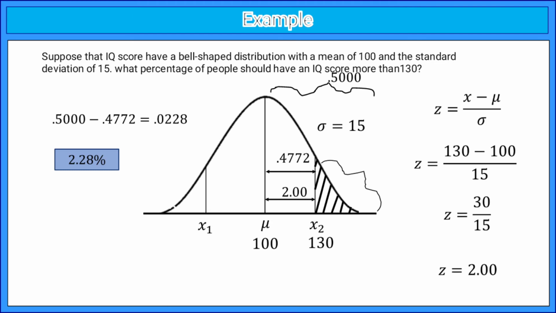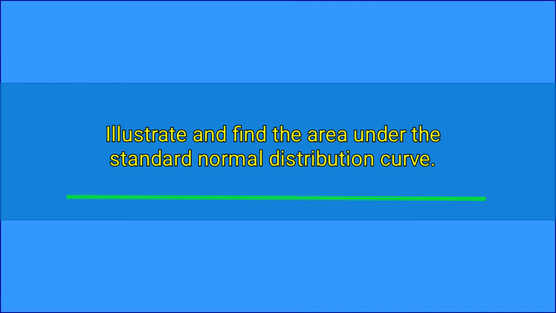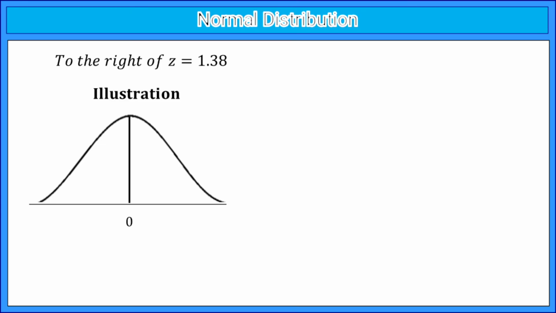All right. So right now we're going to move forward and illustrate and find the area under the standard normal distribution curve, given only some basic information. To the right of z equals 1.38. We're just going to look at what the percentage area is to the right of z equals 1.38. We don't have to use the formula here. We're just going to estimate and see how we're going to illustrate this.